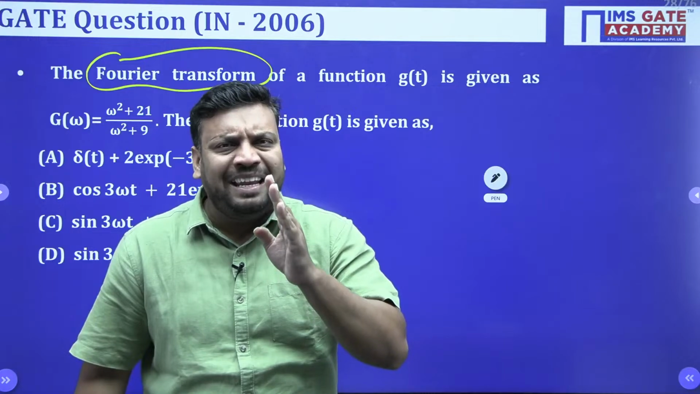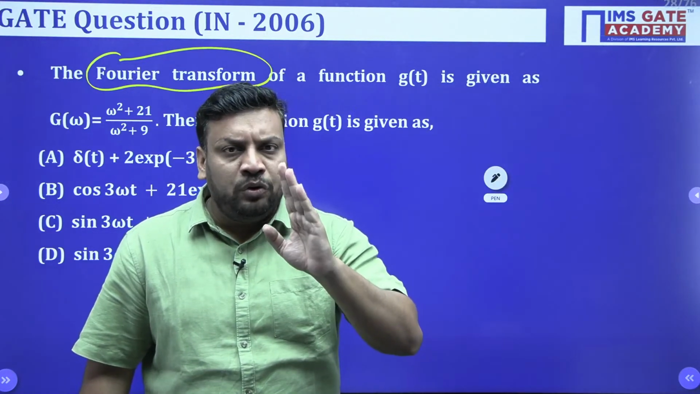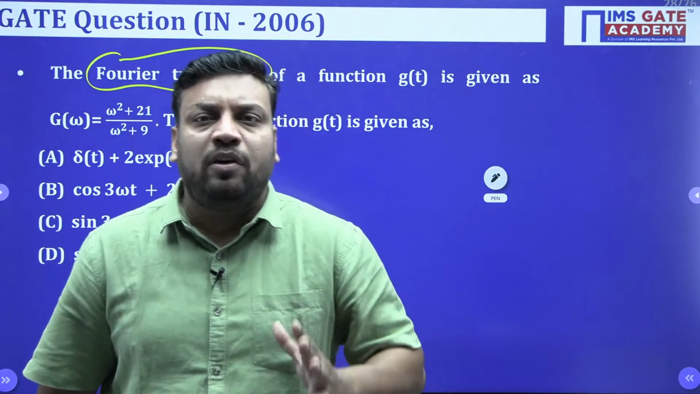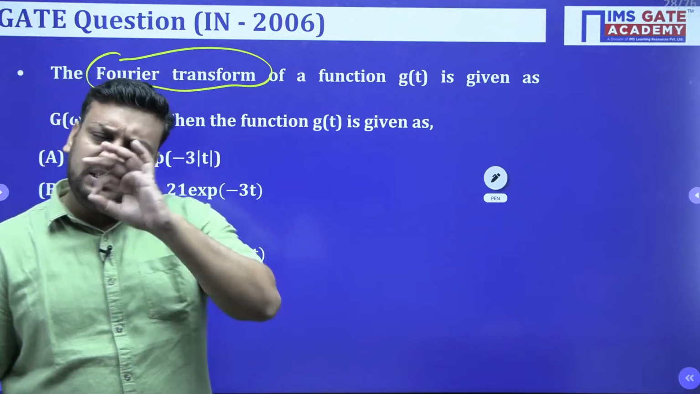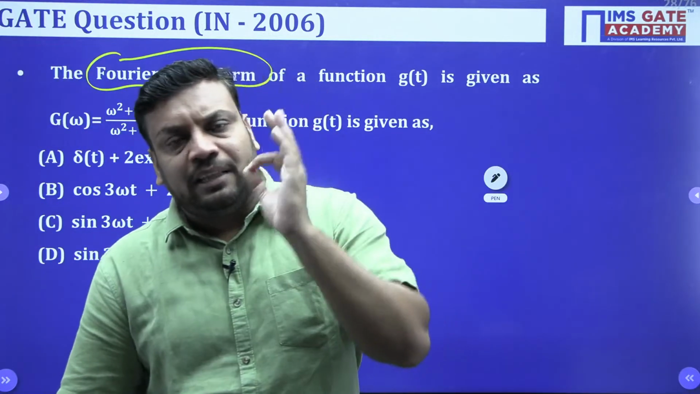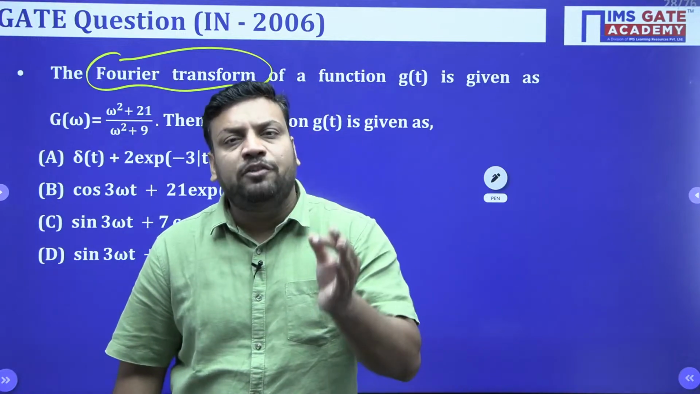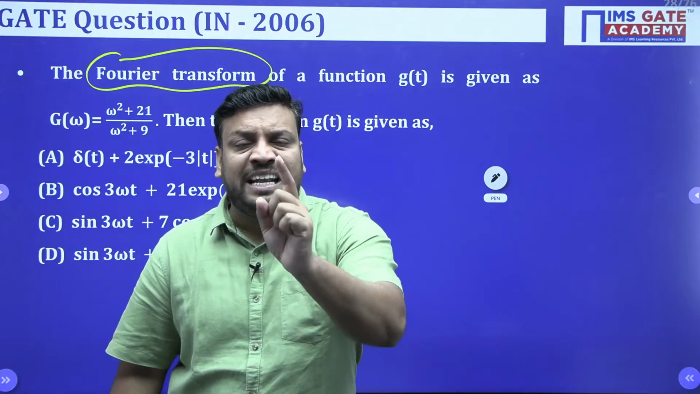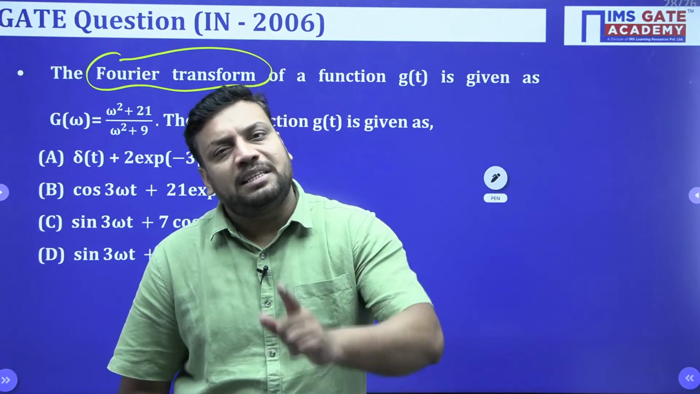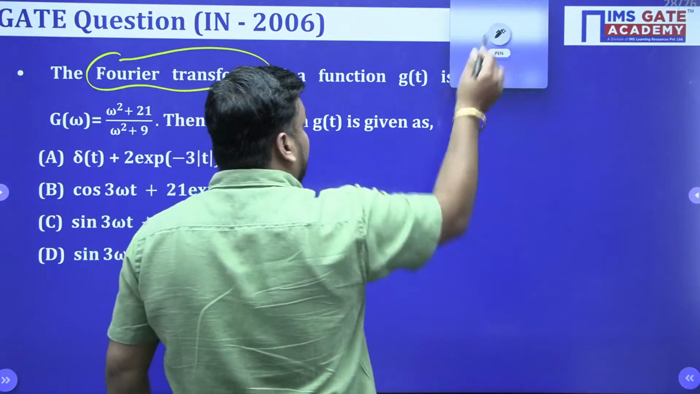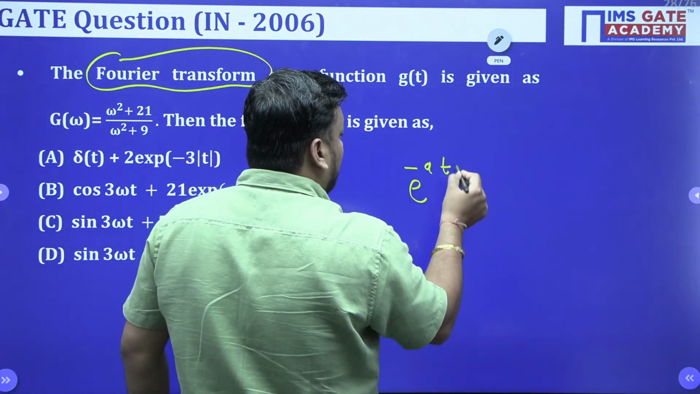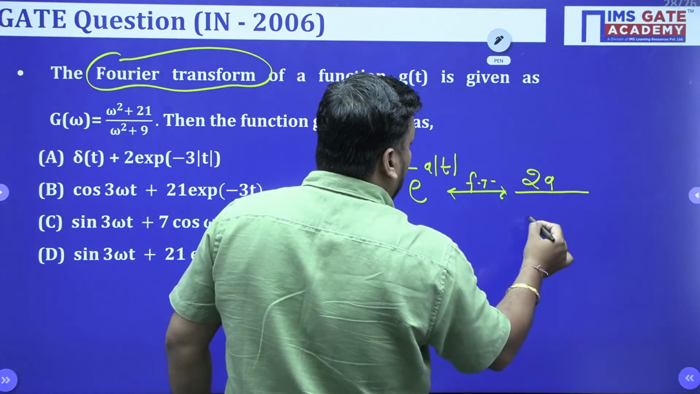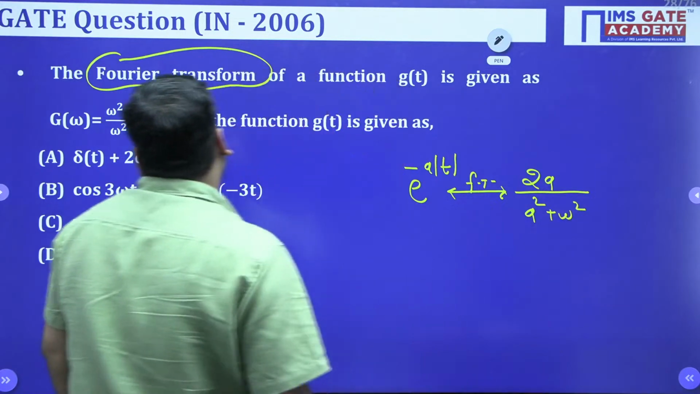Do you know any signal in the Fourier transform which will give you a square plus omega square in the denominator? I have a simple question. Now you will say, sir, we have only one signal, that is e to the power minus a mod of t. As far as Fourier transform is concerned, it will give us twice a upon a square plus omega square. Why am I asking this?